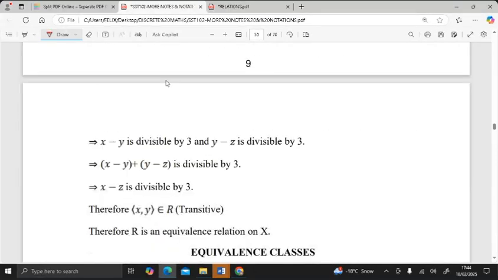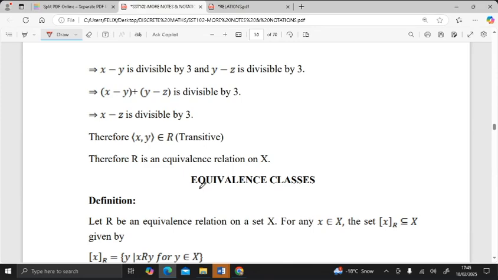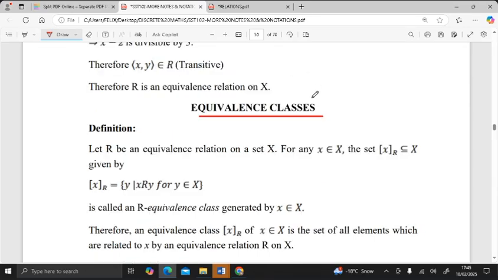Antisymmetric, we did that. So that is clear now in as far as equivalence relation is concerned. Now, there is something else here that I would want to take you through this evening, what you call equivalence classes. I'd want us to go through slowly, bit by bit, all the way to the end, and get to know exactly what we mean by equivalence classes.